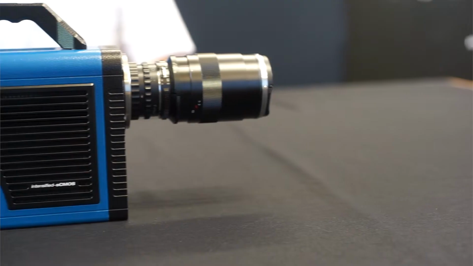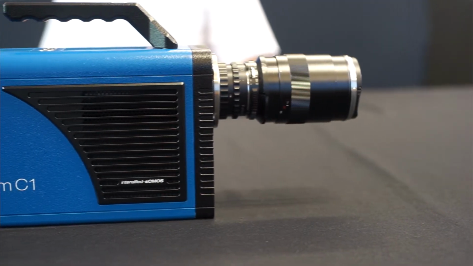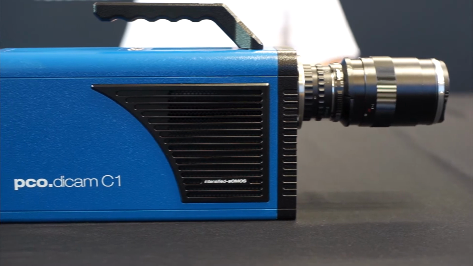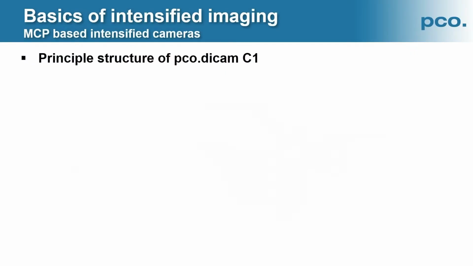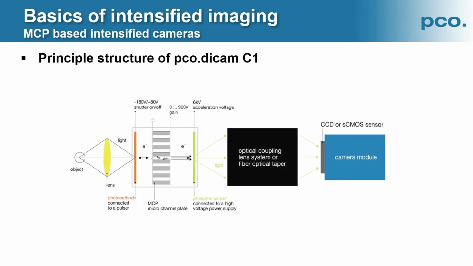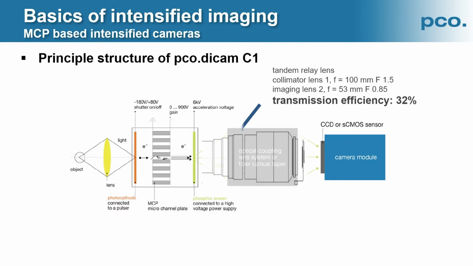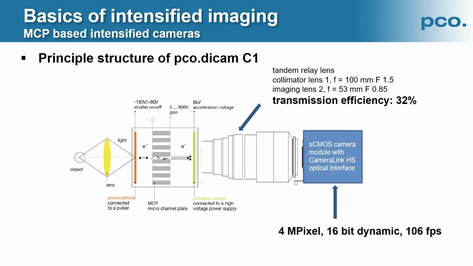That's it. Let's take our new pco.dicam C1 intensified camera system as a state-of-the-art example for an intensified CMOS camera. Inside a solid metal housing, we have an image intensifier, a special, we call it tandem lens system for efficient optical coupling, and last but not least, a high-performance CMOS camera module capable of more than 100 frames per second at 4 megapixel resolution and 16-bit digitization.